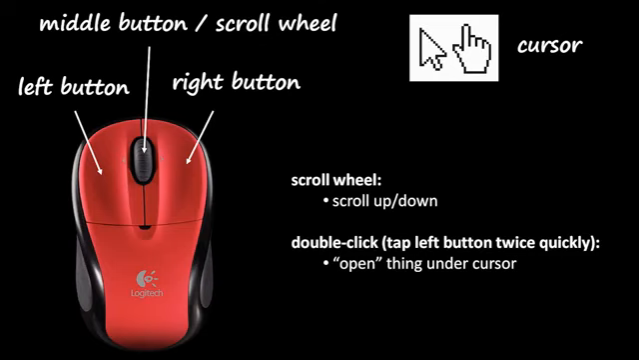The good news though is that double clicking isn't all that necessary, because you can always just select something and then hit the Enter key on the keyboard, and that usually does the same thing as double clicking something.